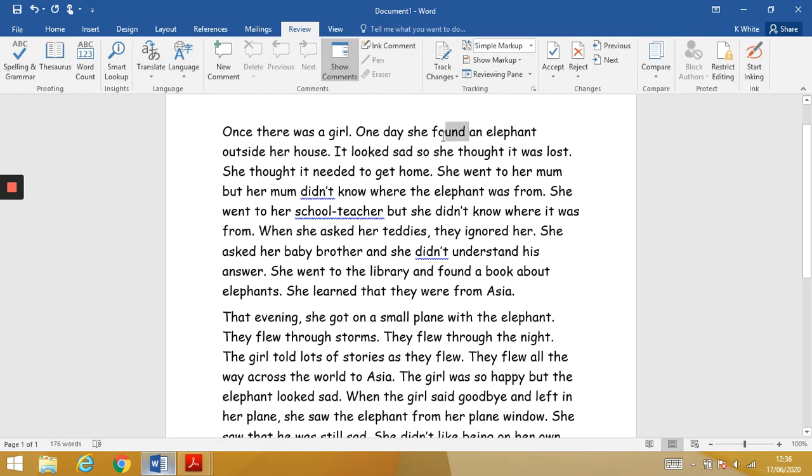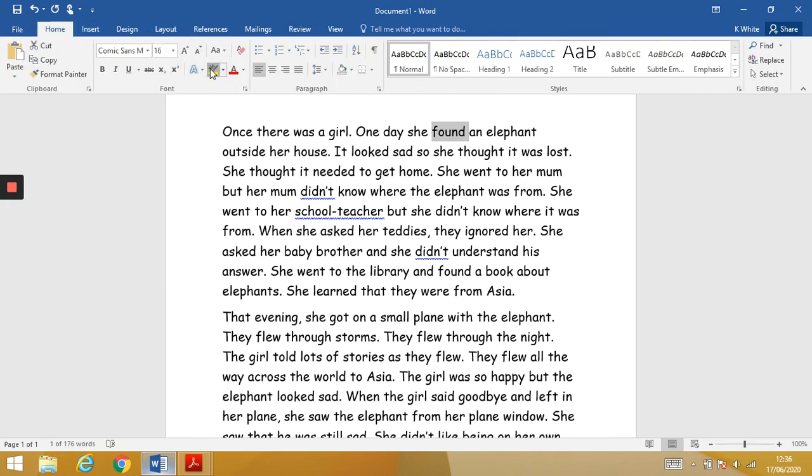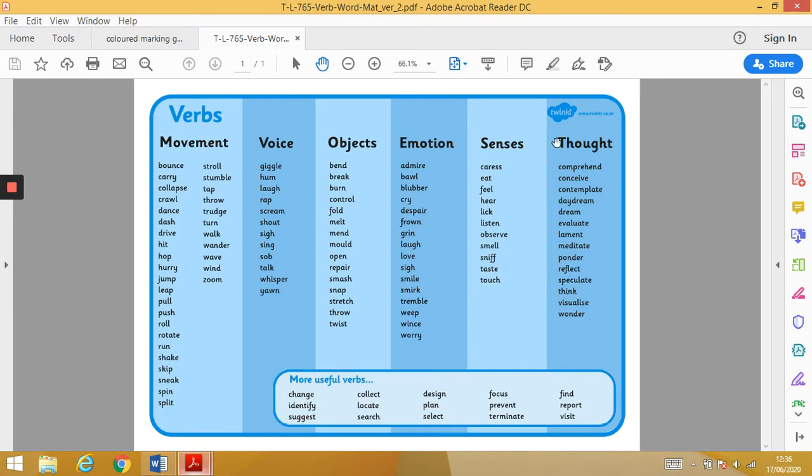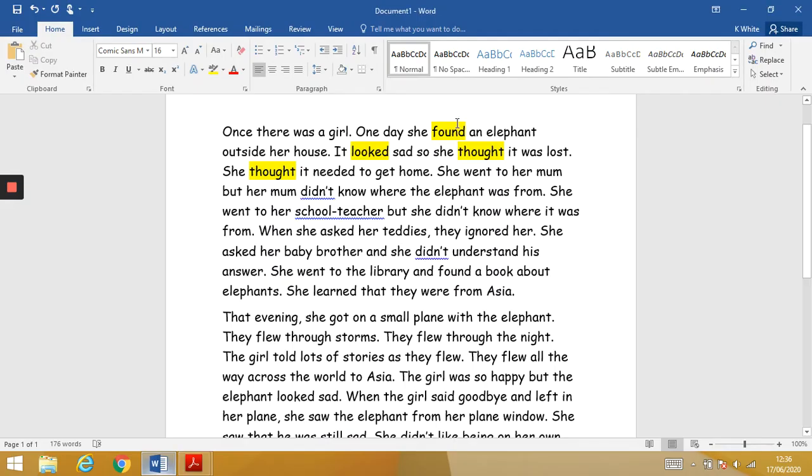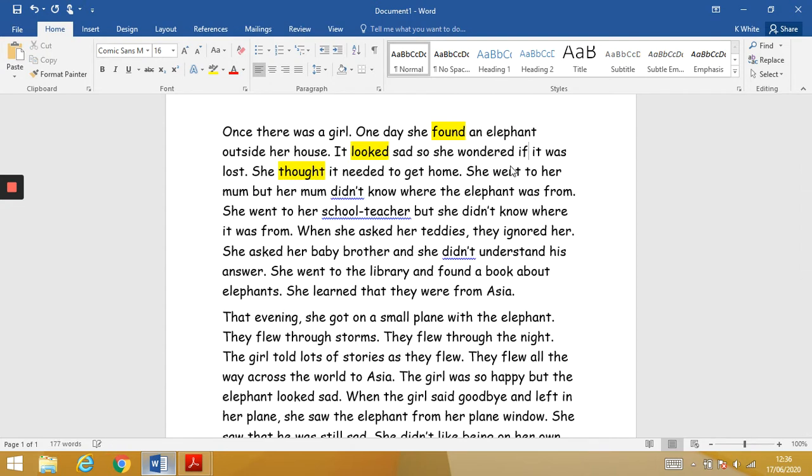I'm not going to highlight them in every single sentence, but if you look here, I've got she found, it looked sad, she thought. Now, if you notice, as I'm highlighting these, she thought, she thought. We don't want to be repeating the verbs too much. So I'm just going to see if, here we go. So here's a whole section for thought. So I'm going to say wonder instead. So it looked so sad. So she wondered if it was lost. And then I can keep this thought.